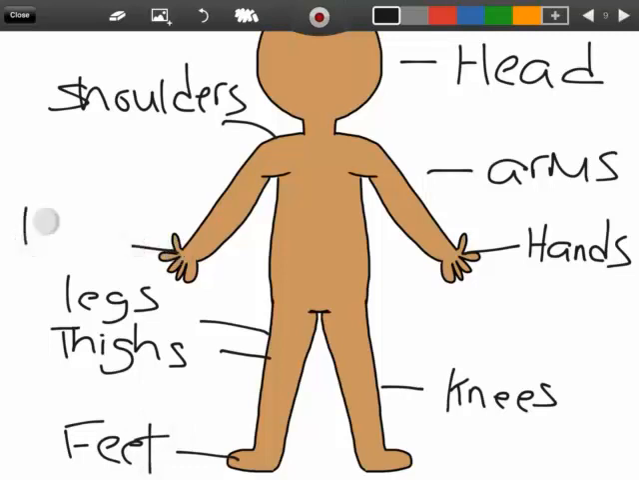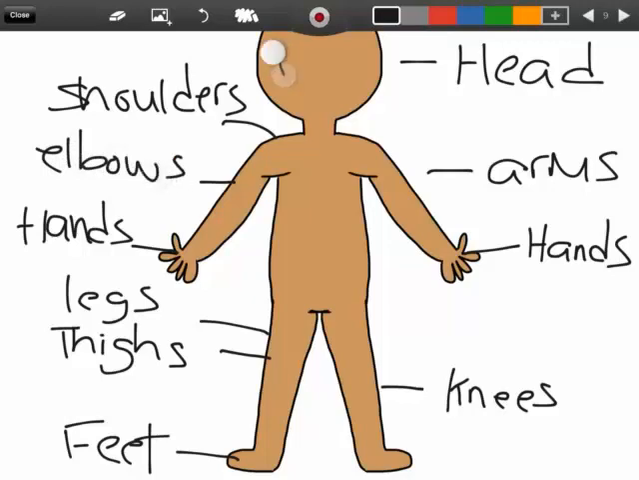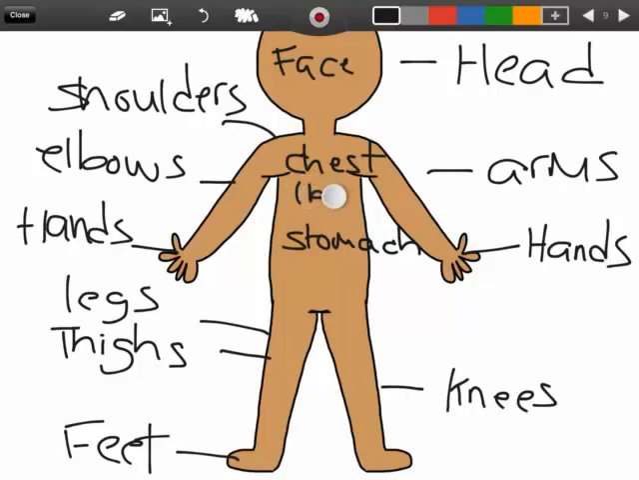Here we have our hands, and I guess I wrote hands already, but that's no problem. We also have hands, and here we have our elbows. And here we have our face. We also have our chest right here. We have our stomach here. And behind this, I'm going to go ahead and put this in parentheses. Behind this we have our back. And we have our bottom.